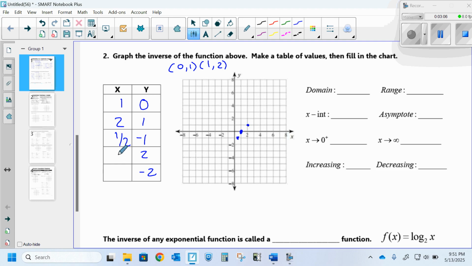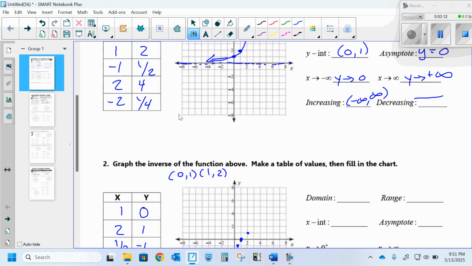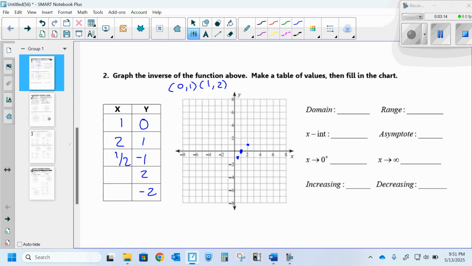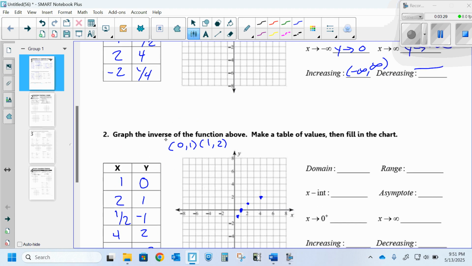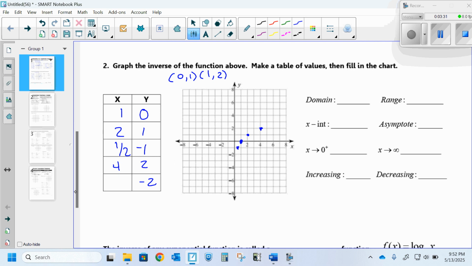I don't remember what we had. What points did we use up there? I'm going to have 4, 2. And then we had, let's see, 1/4. Can't remember what we were using. All right, so 1/4 was a -2.